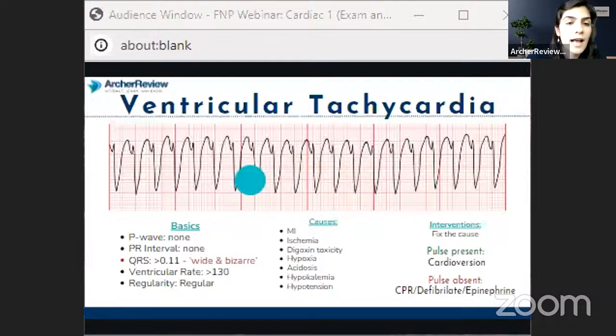complex. I don't see any P waves. There's no PR interval because there are no P waves. The rate is really high, so it's that ventricular rate, more than 130. And here you're looking at a monomorphic ventricular tachycardia. So monomorphic means they all look the same, right?